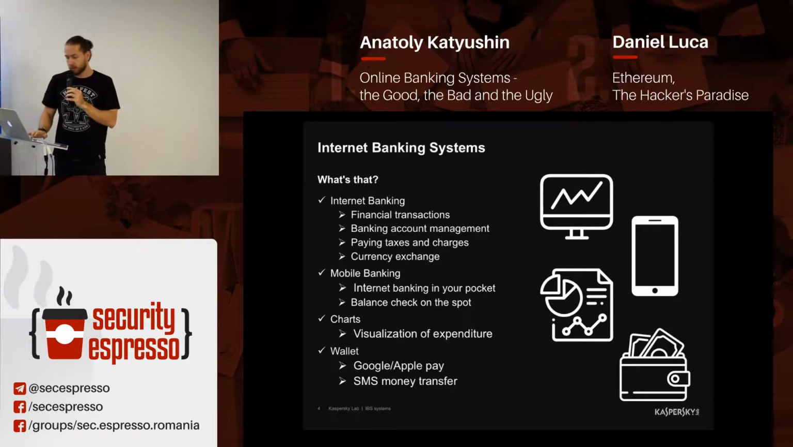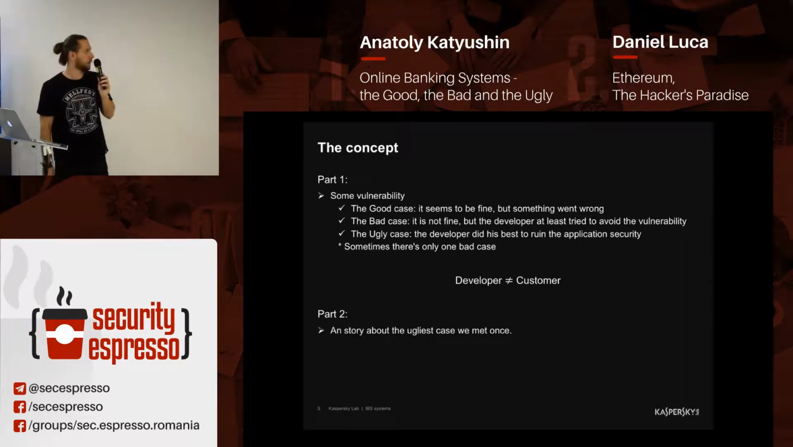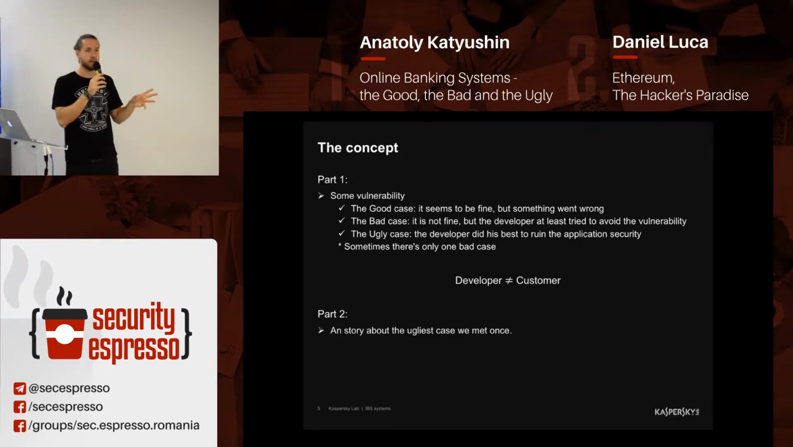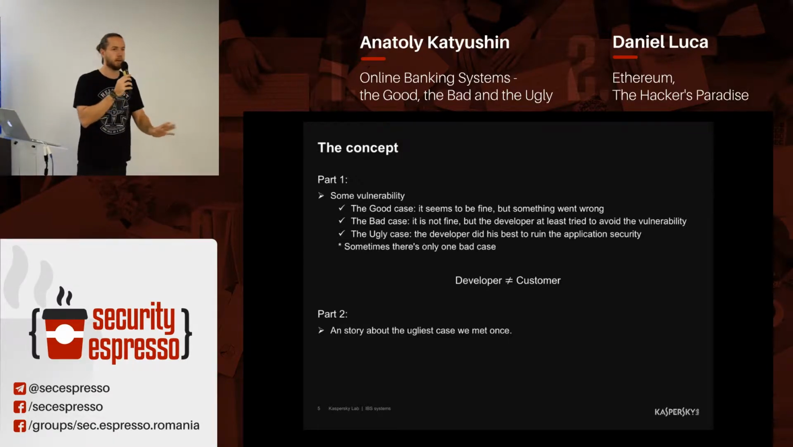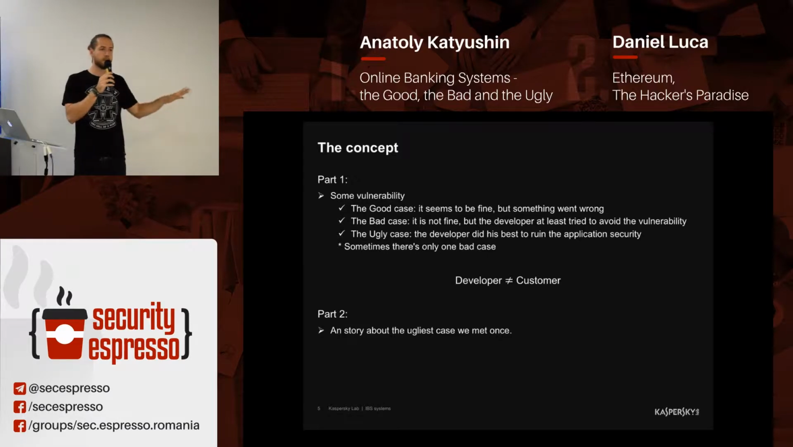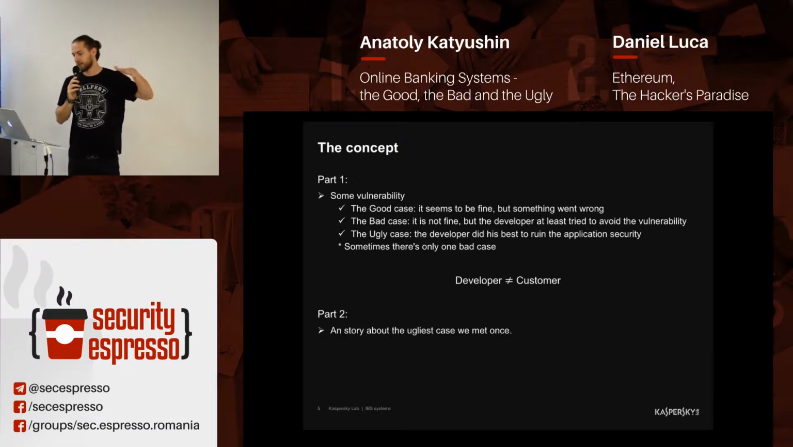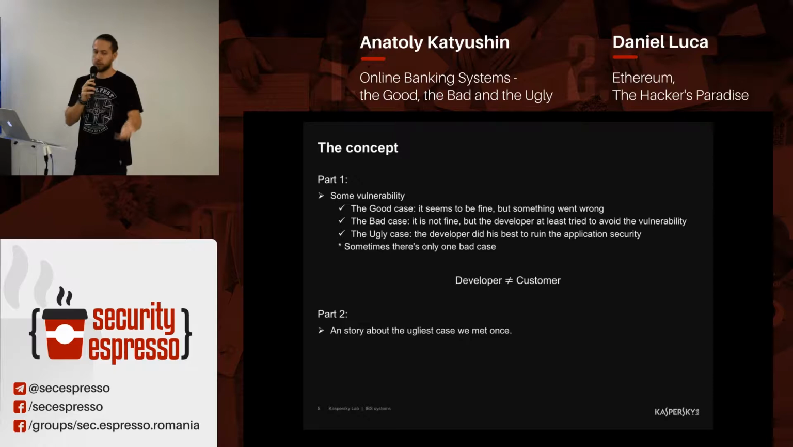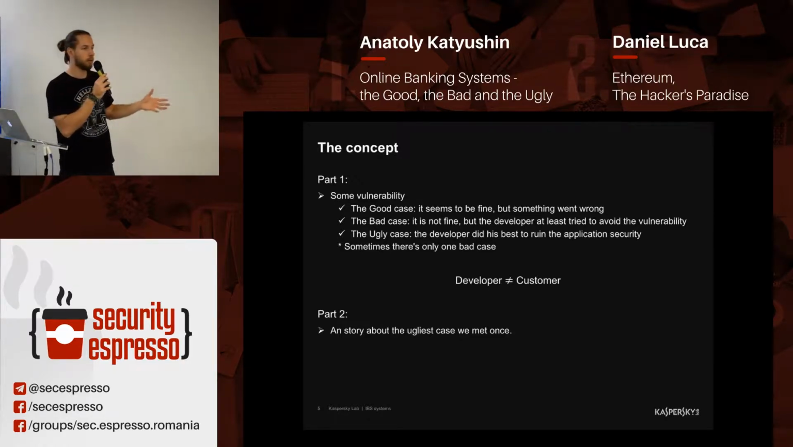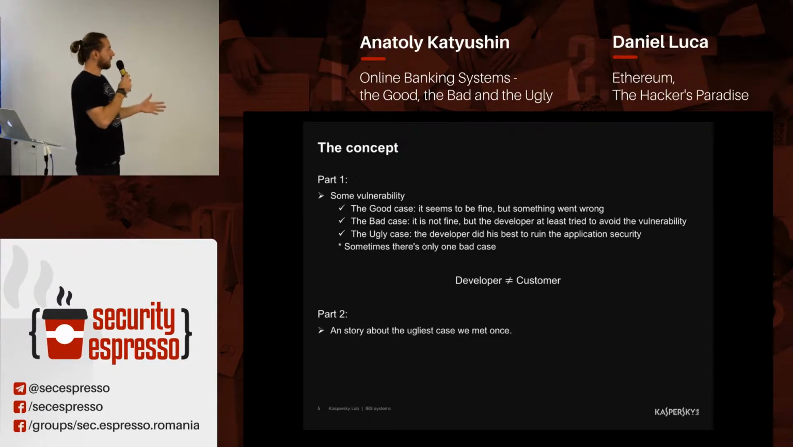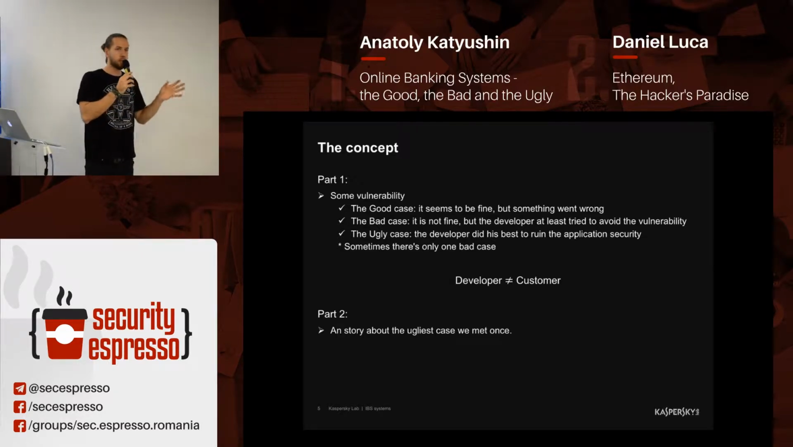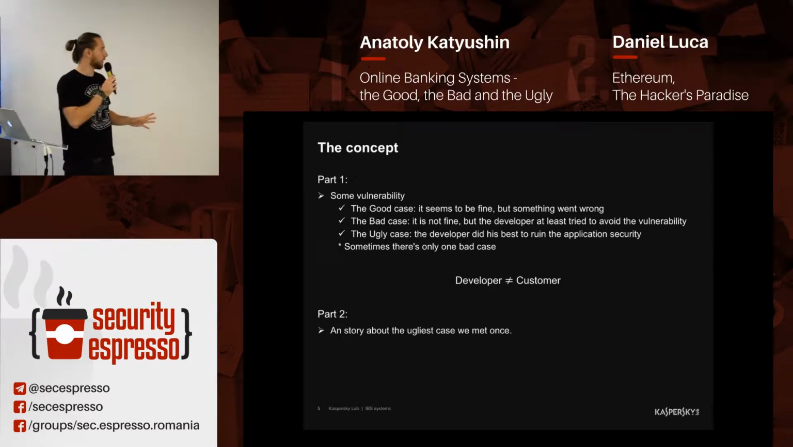So let's skip to the concept of the report. I'll name a vulnerability, and we'll take a look at 3 cases. The first is the good case, when everything seems to be fine. There is no vulnerability, but something still went wrong, there is some side channel, so the vulnerability will exist. In the bad case, it's not fine, but the developer at least could have tried to avoid the vulnerability. In the ugly case, the developer totally ruined the application security.